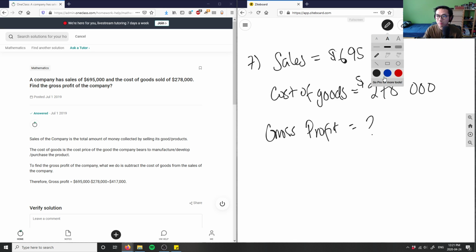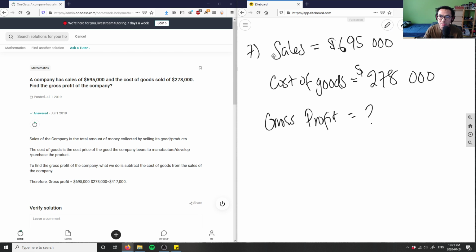So when we talk about this in terms of business, it's actually a very easy thing. Sales. What does sales mean? Sales means the amount of money that we collected by selling its goods. So you can think of sales as money collected from customers or something like that, doesn't really matter, whoever buys it.